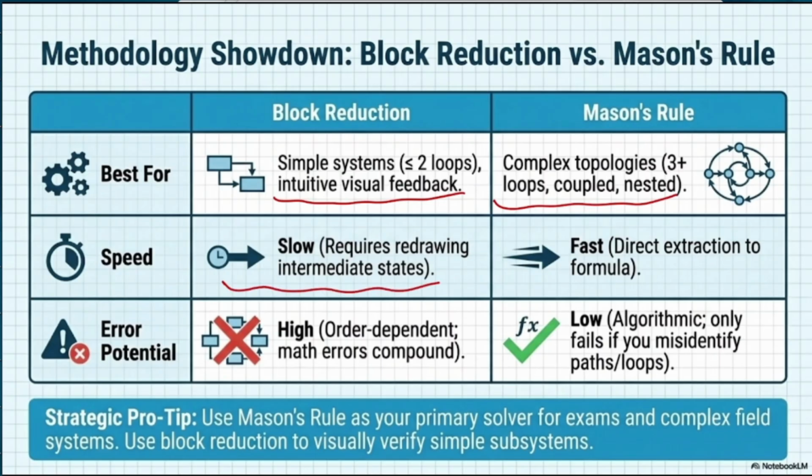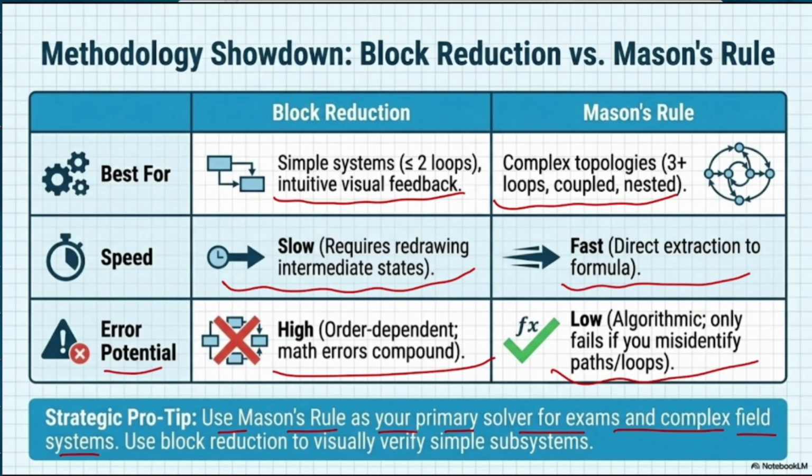Then the speed: obviously, if we have a complex system, block reduction is going to be slow, but at the end of the day Mason's rule is going to be fast. And the error potential? For block reduction it is high, because with order-dependent math, errors compound when your system is complicated. For Mason's rule it is low. So use Mason's rule as your primary solver for exams and complex systems.